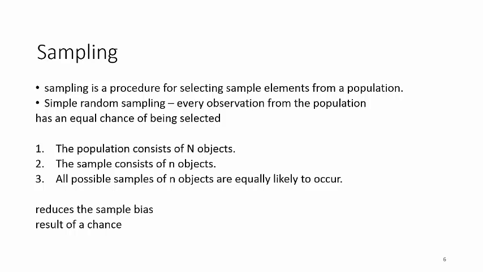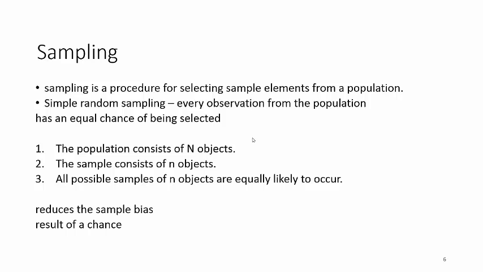Sampling is a procedure for selecting sample elements from a population. There are many ways of sampling. Simple random sampling refers to a sampling method that has the following properties. The population consists of capital N objects. The sample consists of small n objects. So all possible samples of n objects are equally likely to occur, which means every observation from the population has an equal chance of being selected.